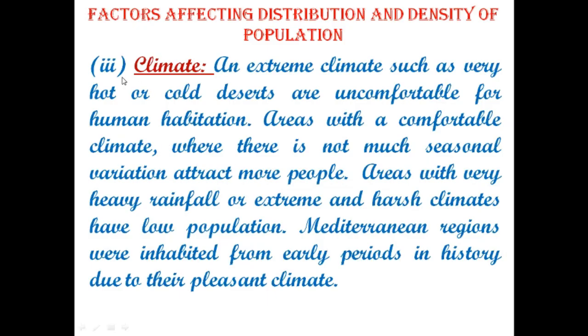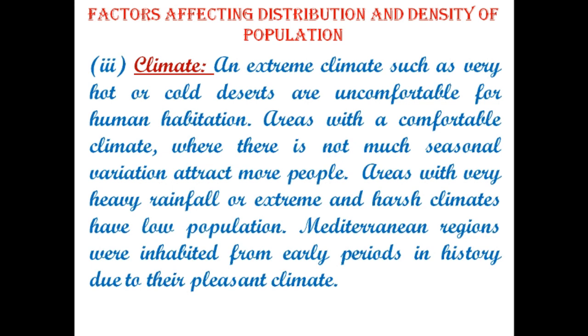Next point, this is climate. We know that climate affects people. People would like to move to a place where they find an attractive climate or a pleasant climate, or we can say a moderate climate. And extreme climate means very hot or very cold. See, very hot or cold deserts are very uncomfortable for human habitation because it is very difficult to live in hot deserts or cold deserts.